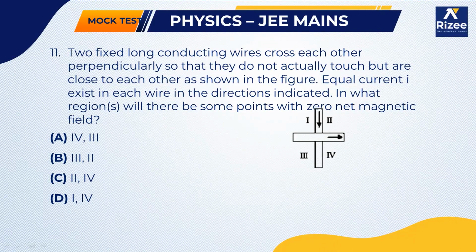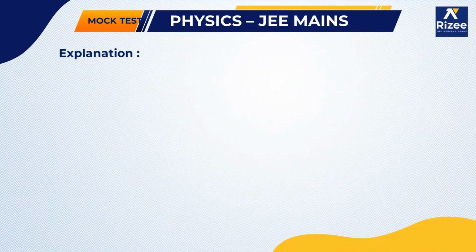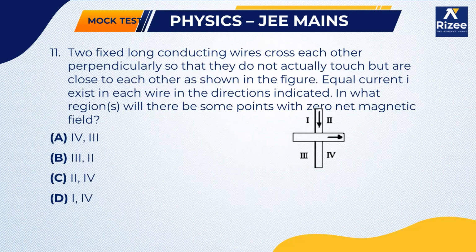Equal current I exists in each wire in the directions indicated. In what regions will there be some points with zero net magnetic field? Okay, so coming to this particular question, the current is coming vertically downwards and moving towards the right side.